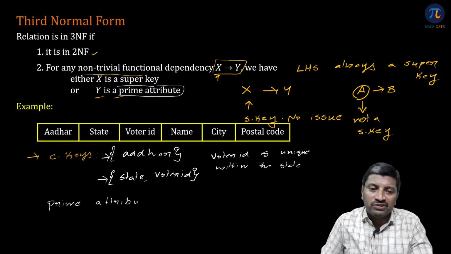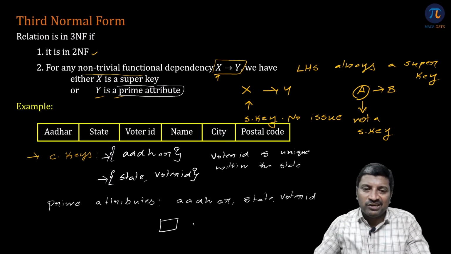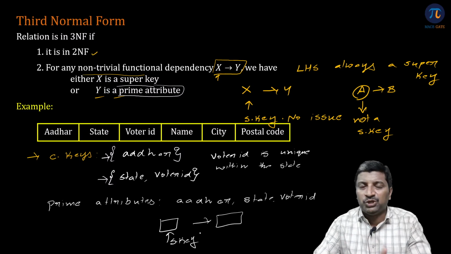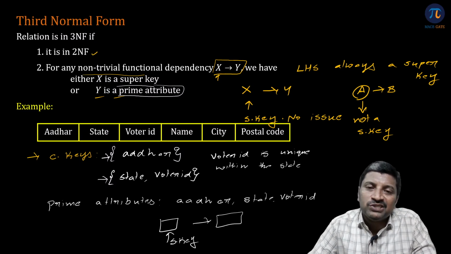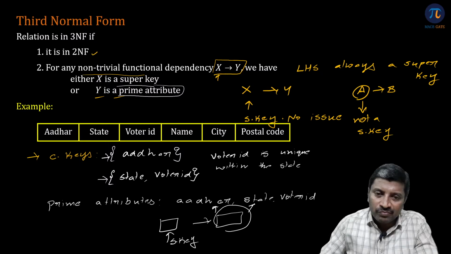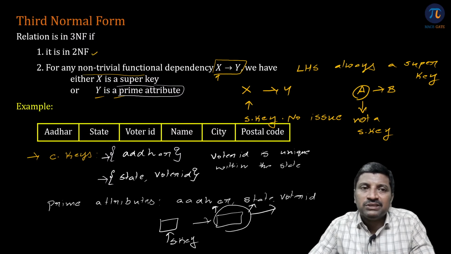In this example, with these assumptions, what are the prime attributes? Aadhaar, state, voter ID. What does it mean, sir? Whenever I have a functional dependency like this, first it verifies whether it is a super key or not. If it is a super key, we don't have any issue, no need of any excuses. Suppose it is not a super key, then it verifies the right side. If it is any one of these three, then he will excuse.